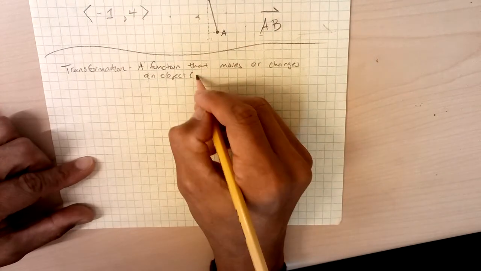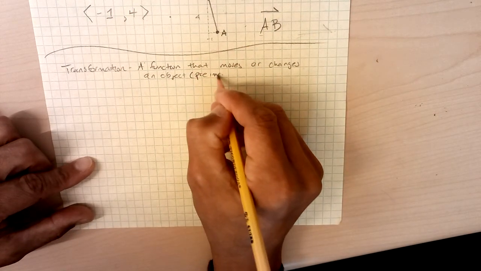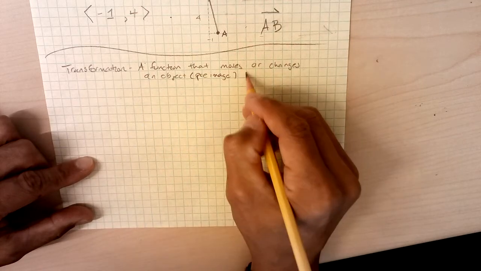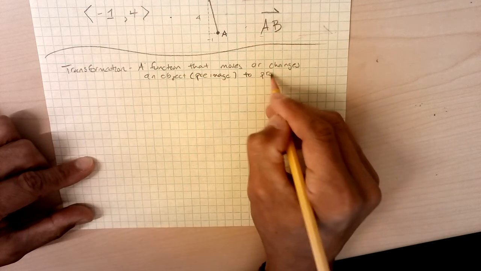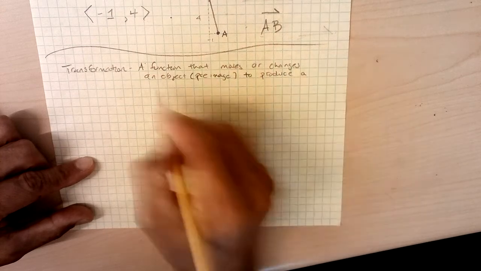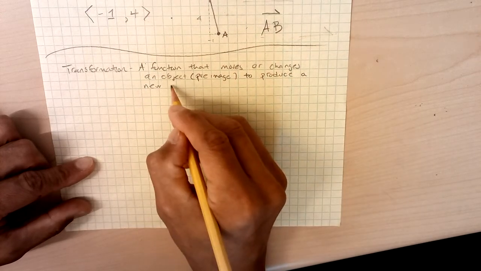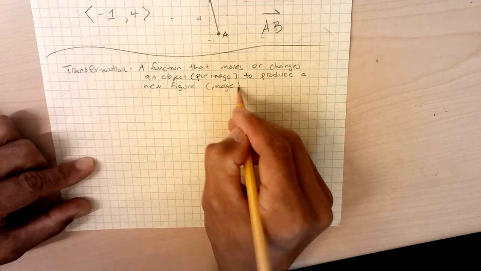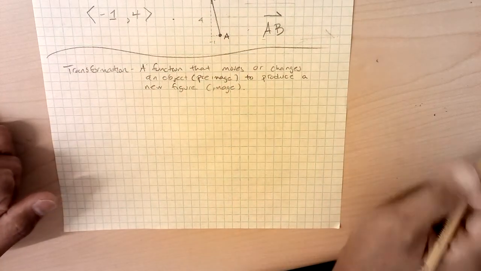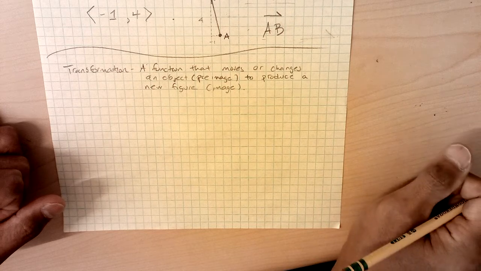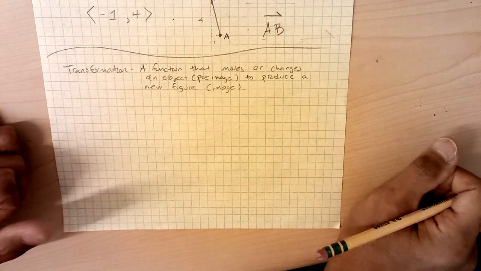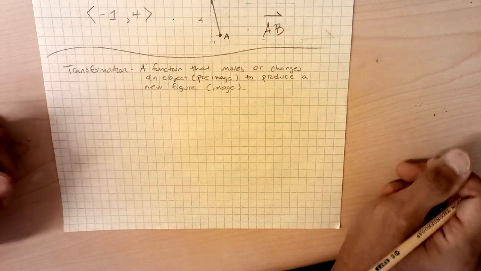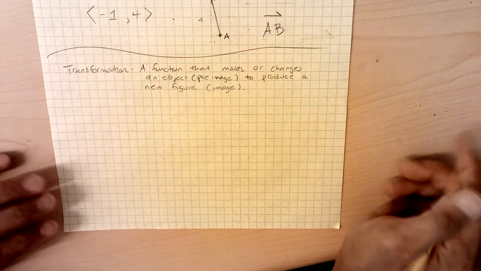That's what's called the pre-image. That's basically what you start with, but moves or changes an object to produce a new image, or a new figure, and then that's called the image. So the different types of transformations, as I mentioned in part 1, like a translation, that's what we'll concentrate on in 4.1, but there's also rotations, reflections, and dilations.